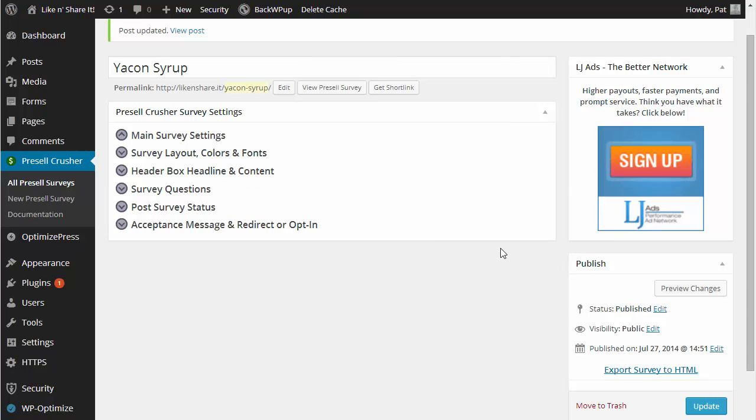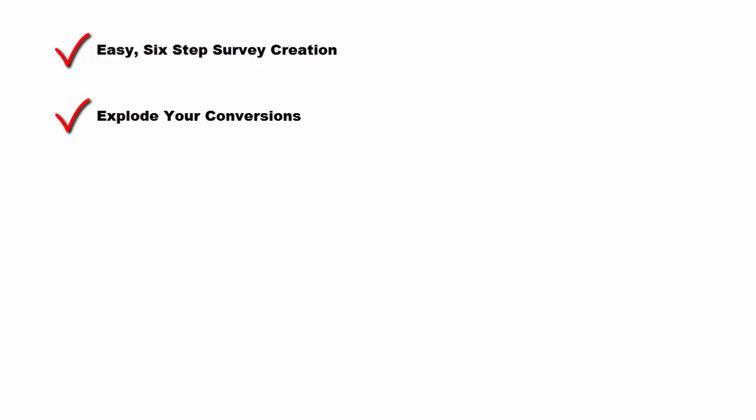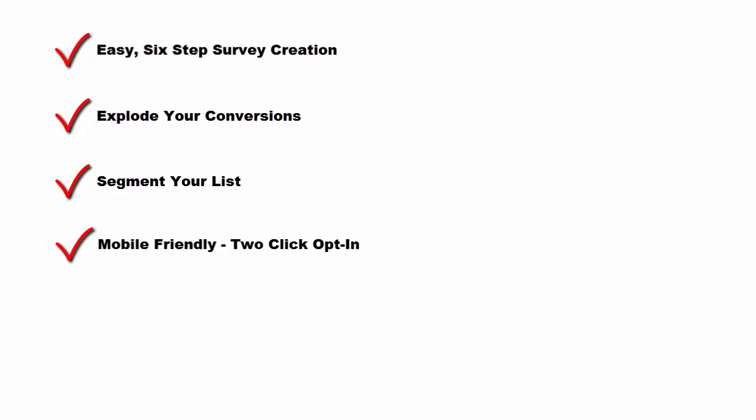Now, other features that we have here, I could go on for 10, 15, 20 minutes, and we do have training videos for this, but we have lots and lots of features on the plugin. We have easy 6-step survey creation. We've got increasing conversions by getting customers to say yes. You can segment your users, different users for different offers for different people. It's mobile friendly. It's got the exclusive 2-click opt-in for mobile list building on steroids. We've got geolocation codes and retargeting ready.